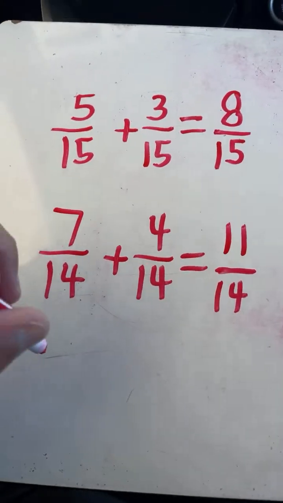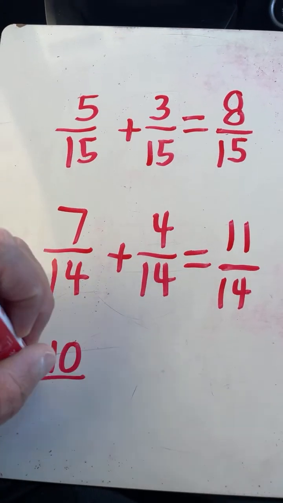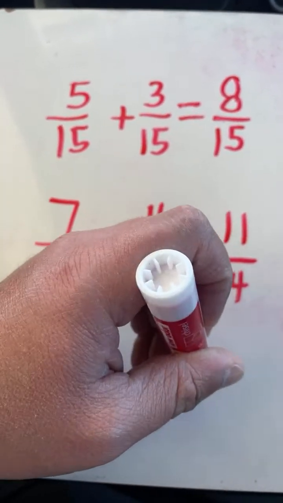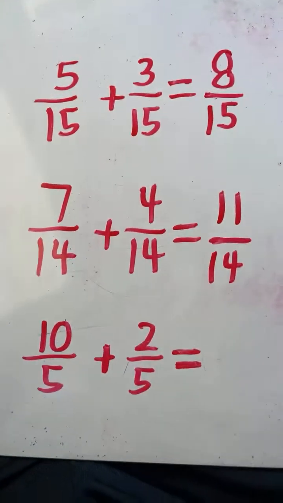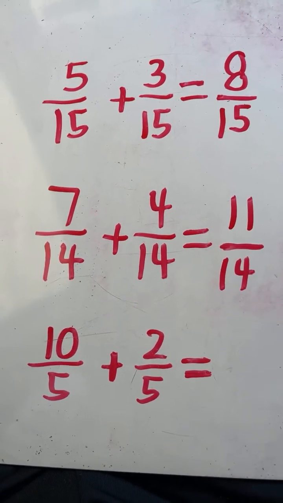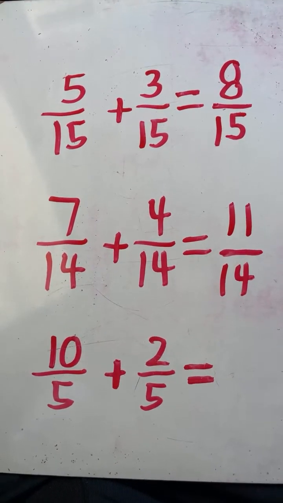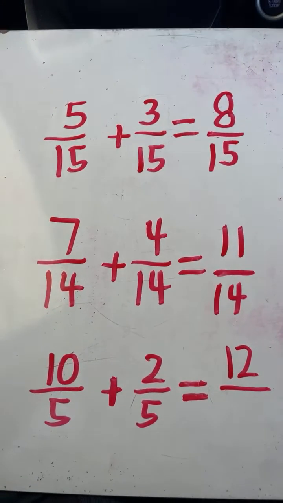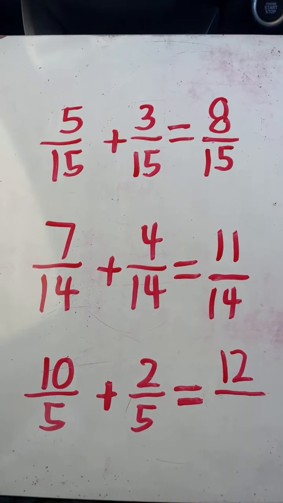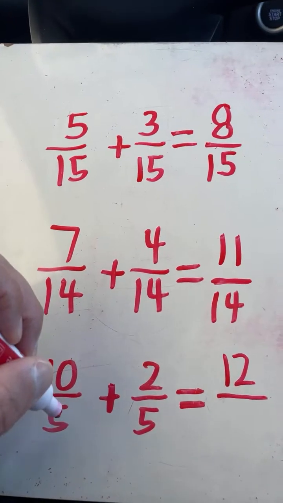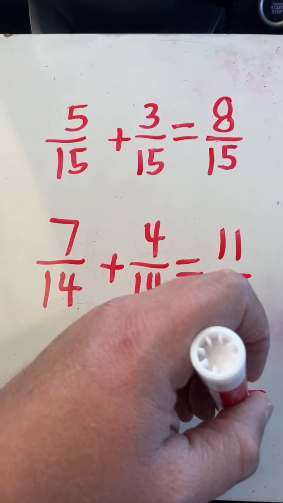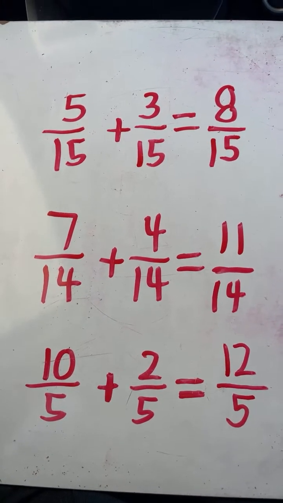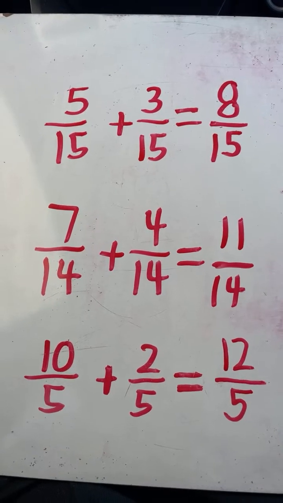This one's going to be a little bit different. Ten fifths plus 2/5. Step one, we add our numerators. 10 plus 2 equals 12. Step two, whatever our denominator is, we keep it the same. Since the denominator is 5 for both fractions, that's going to be the same in our answer. 10 fifths plus 2 fifths equals 12 fifths. If you notice, one of these fractions is not like the others.